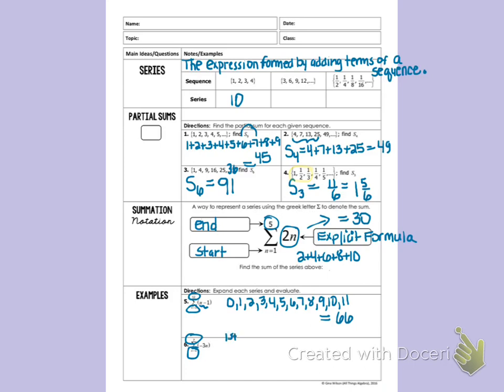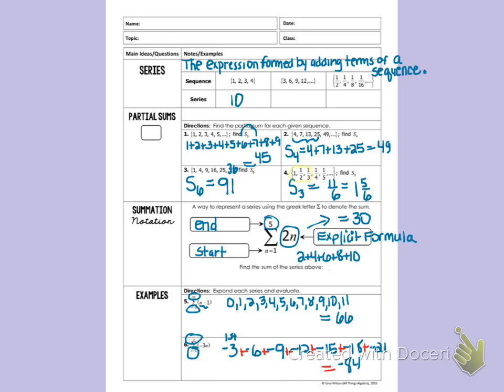So when I plug in 1, that's 1 times negative 3 is negative 3, then 2 times negative 3 is negative 6, and 3 times negative 3 is negative 9, and then 4 times 3 is negative 12, 5 times 3 is negative 15, 6 times 3 is negative 18, and 7 times 3 is negative 21. And again, I'm going to add all these up, and so find the sum. And that's negative 84.